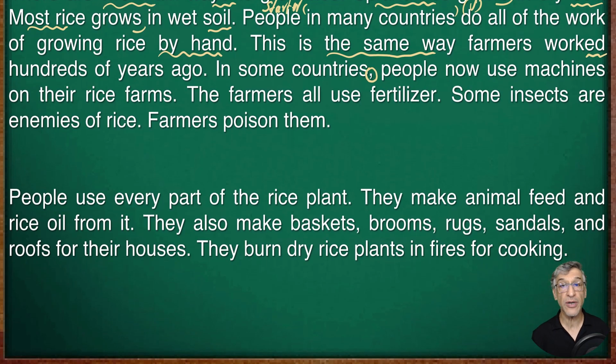The farmers all use fertilizer. A fertilizer is a material that helps, well, it's a kind of helper that makes the crop grow faster, better, with a better quality, in fact. Some insects, you know that they are not very nice. Some insects are enemies of rice.